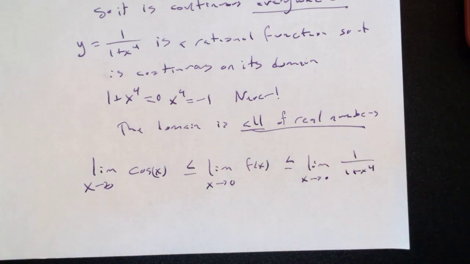If we are squeezed in between to the same number, then I'll have a value, won't I? This function is continuous. How do I find the limit? Plug in. This function is continuous. Find the limit. Plug in. What's cosine of 0? 1 over 1 plus 0. The value I'm looking for is between 1 and 1. What's between 1 and 1? 1.